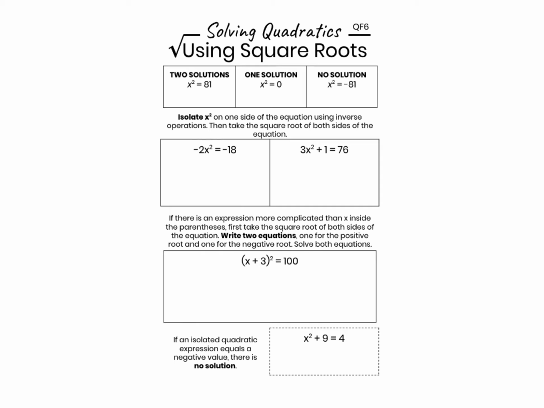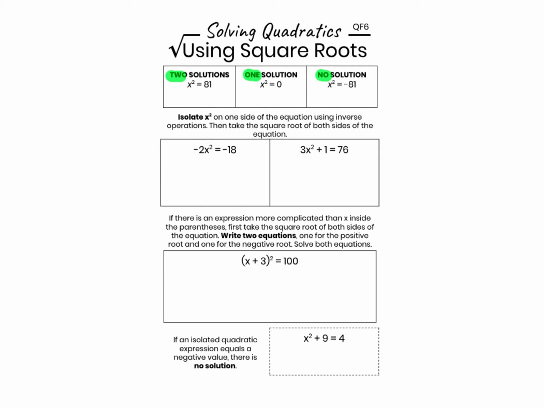When solving a quadratic equation, there are three possibilities for how many solutions there will be to the equation. There might be two solutions, there might be one solution, or there might be zero or no solutions.